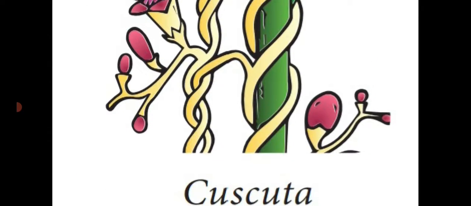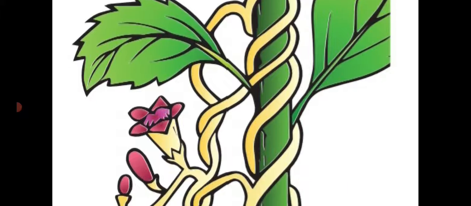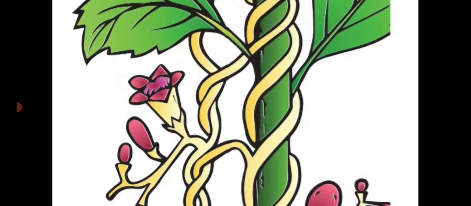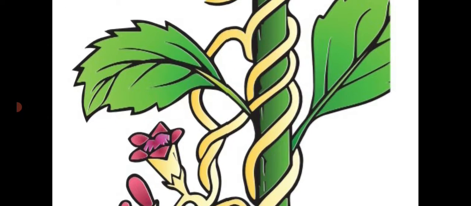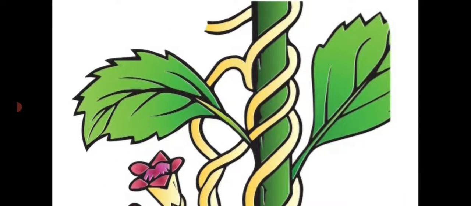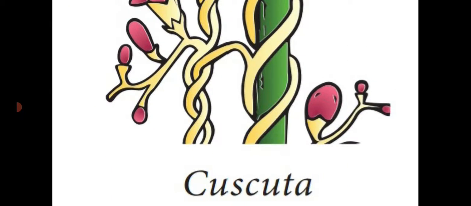Dear students, see the diagram. This is the Cuscuta plant. The green color stem with the leaf is known as the host plant or supporting plant. The twining yellow color plant is known as Cuscuta. See, there are no leaves in the plant. So it produces a special type of root known as haustoria, which penetrate into the host plant and absorb the food material. So this type of root is known as sucking root or haustorial root. Example, Cuscuta.